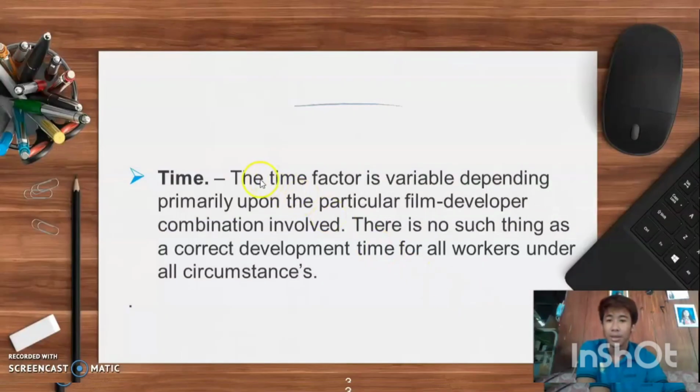Time. The time factor is variable depending primarily upon the particular film and developer combination involved. There is no such thing as a correct development time for all workers under all circumstances. If negatives consistently emerge with too much contrast, cut the development time about 25%. If they are consistently too soft, boost the development time about 25%. The longer the development time, the more silver is formed and the blacker the image.